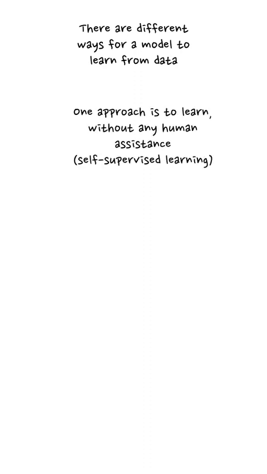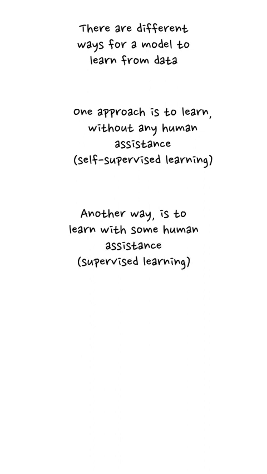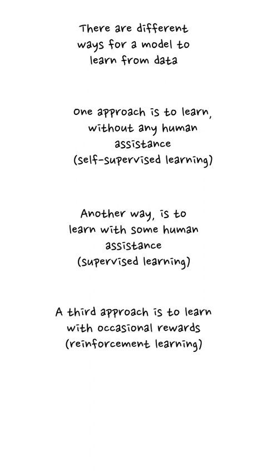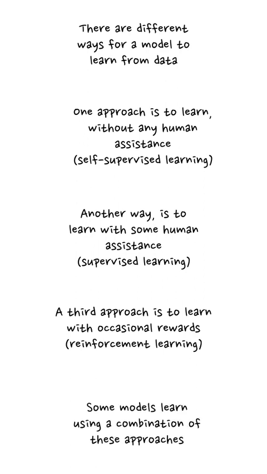There are different ways for a model to learn from data, as we saw in the previous video on what is machine learning. One approach is to learn without any human assistance. Another way is to learn with some human assistance. A third approach is to learn with occasional rewards. Some models learn using a combination of these approaches. For instance, ChatGPT first learns without any human assistance. It learns on its own from a large number of sentences by trying to predict the next word in a sentence.